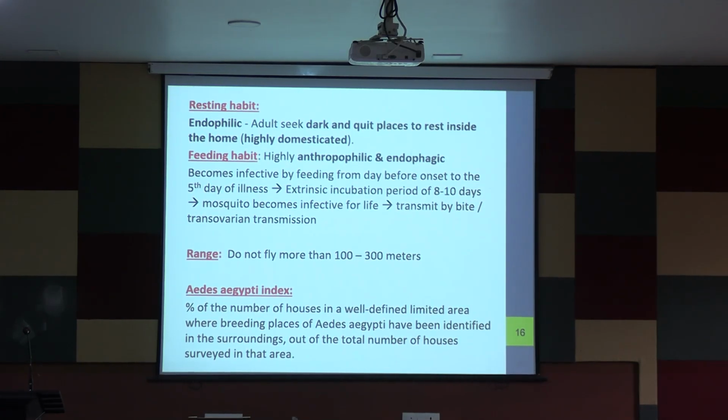What is Aedes aegypti? That is endophilic. The adults seek dark and quiet places to rest. What is the feeding habit? We already know it prefers human blood, so highly anthropophilic. Usually they become infective by feeding from the day before onset to the 5th day of illness. What is their range? They are usually not that much of a flyer type. They do not fly more than 100 to 300 meters.